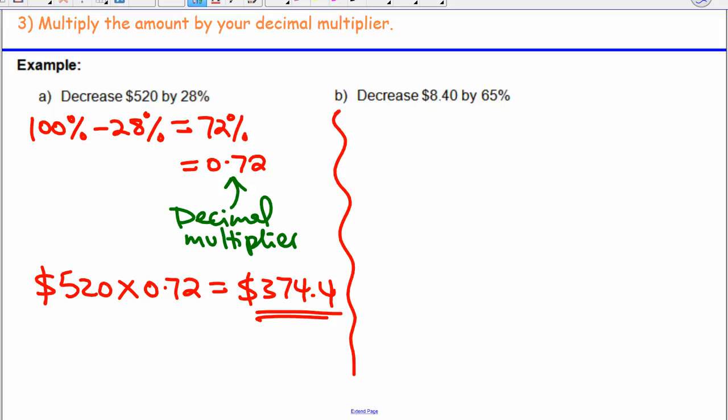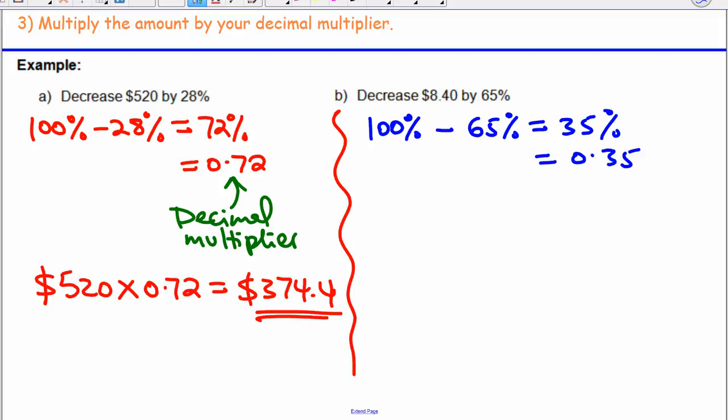Okay, second example. Same process. Start by subtracting your percentage from 100%. So 100% minus 65%, which will give us 35%, 0.35. Now that is our decimal multiplier. So to get the new amount, we are going to multiply what we are decreasing, which is 8.4, multiplied by 0.35. And what you end up with is $2.94.